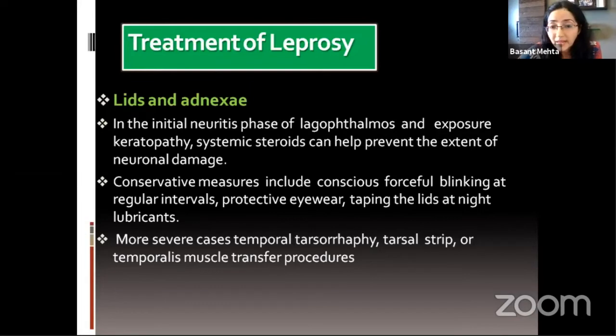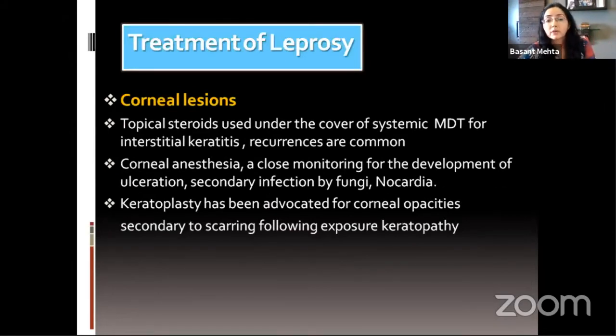For lid management, lag ophthalmos, when it presents early, we could combine systemic steroids along with the multi-drug regimen to limit the extent of neuronal damage and treat the ocular surface dryness conservatively with lubricants. However, more severe cases would require tarsorrhaphy and other oculoplasty procedures.